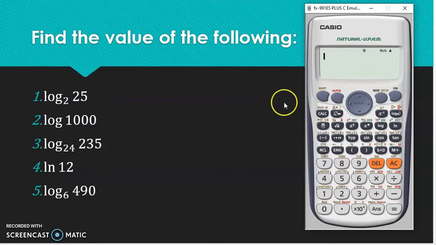Number 4 is ln of 12 is equals to 2.48490665.